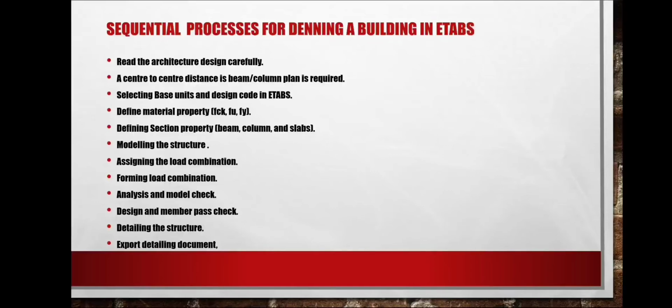This is some of the process of designing a multi-story building in ETABS. First, we have to clearly read the architectural design, because the whole designing of our building is based on it. So you have to read the center to center distance of your beam and column. It is just similar to a grid system.